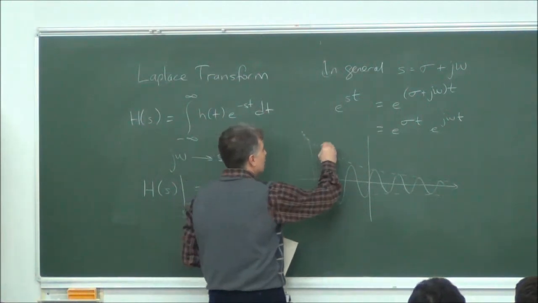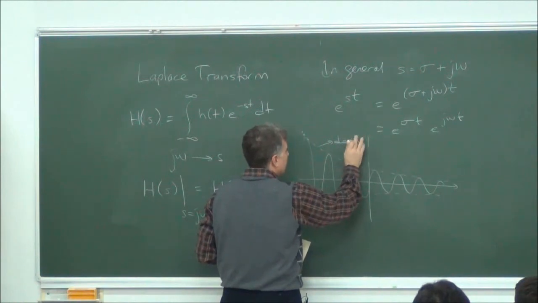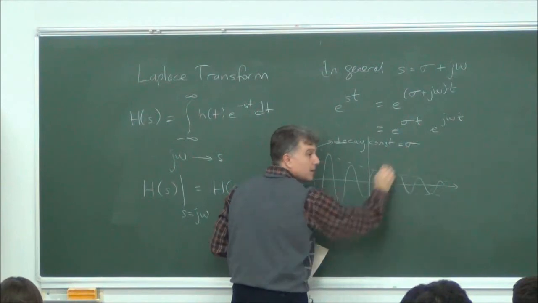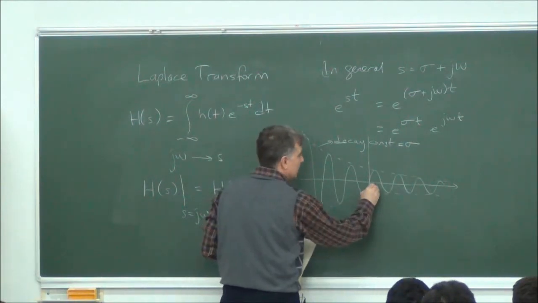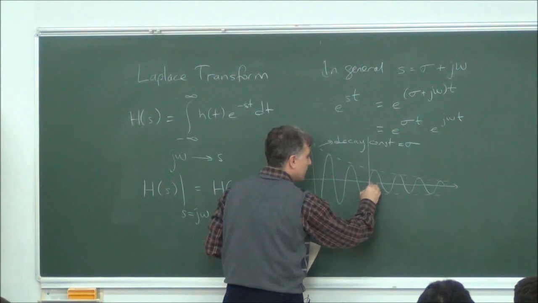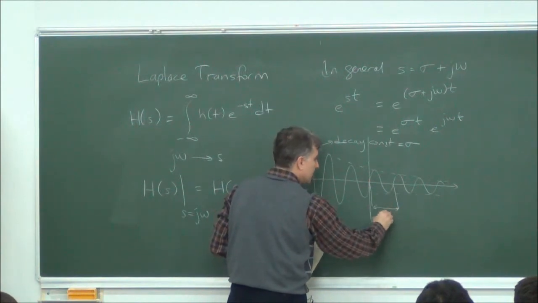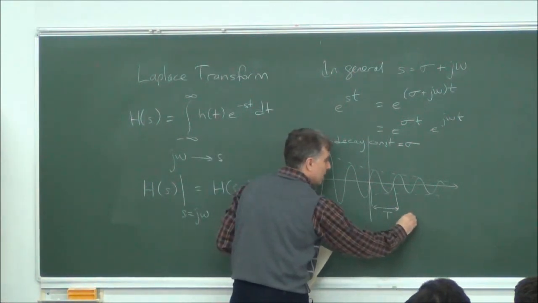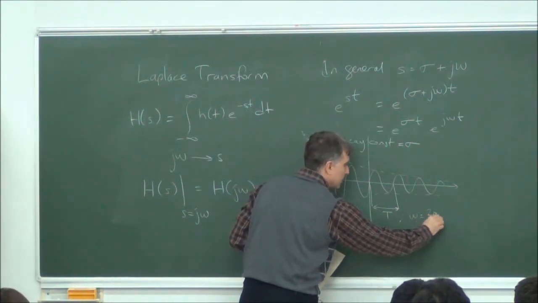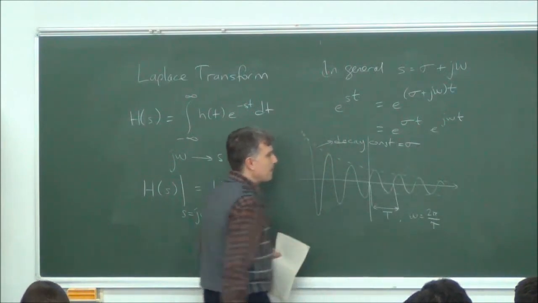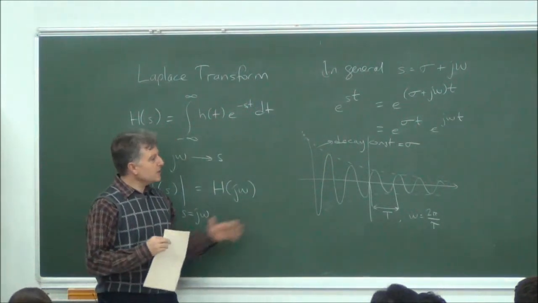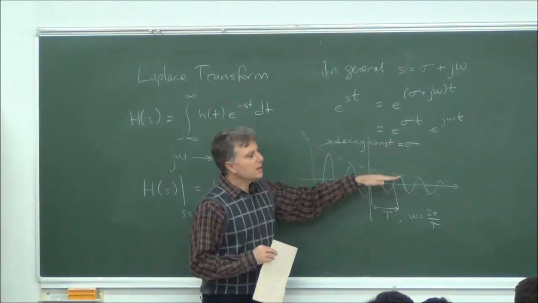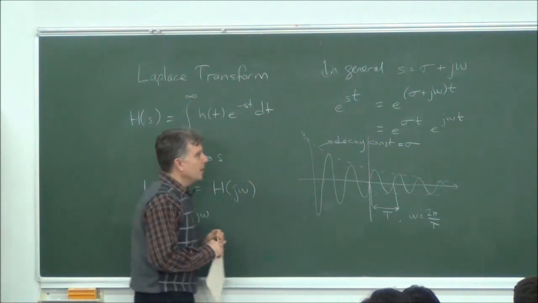Okay, so this decay constant is σ, and the period from here to here is capital T, where ω is equal to 2π over T, this ω. So the frequency of these oscillations is determined by ω, and the decay factor is determined by this σ.